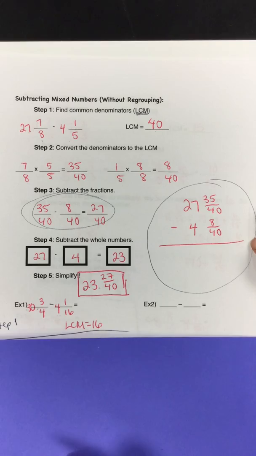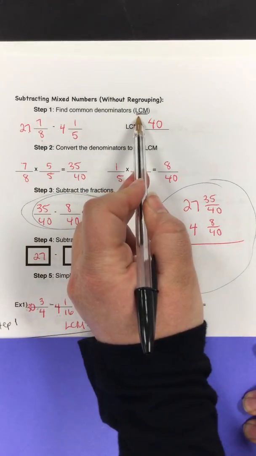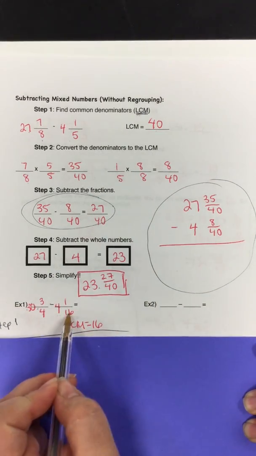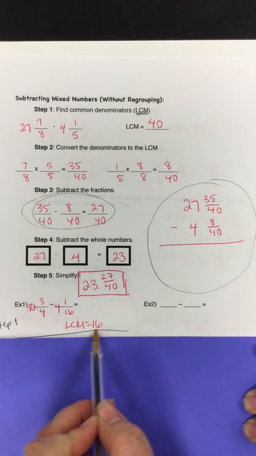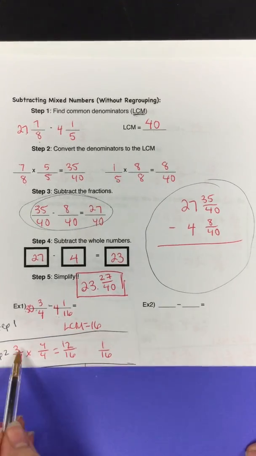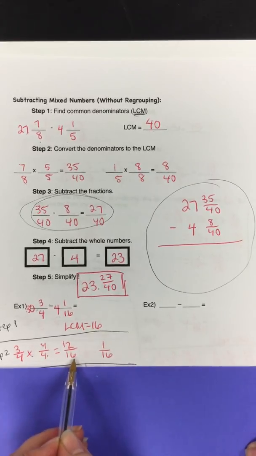All right, let's go ahead and check our answer. Our first step is going to be to find that common denominator, which should be our least common multiple. Between 4 and 16, the least common multiple is 16. So we will take 3/4 and we'll multiply it by 4 over 4 to get 12/16.